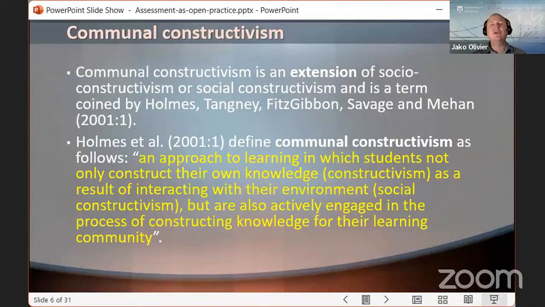So it goes out. So creating artifacts that can not just be used by the students doing the assessment, but also by other students and ultimately the wider community if that is relevant. And that is where I'm aiming for.